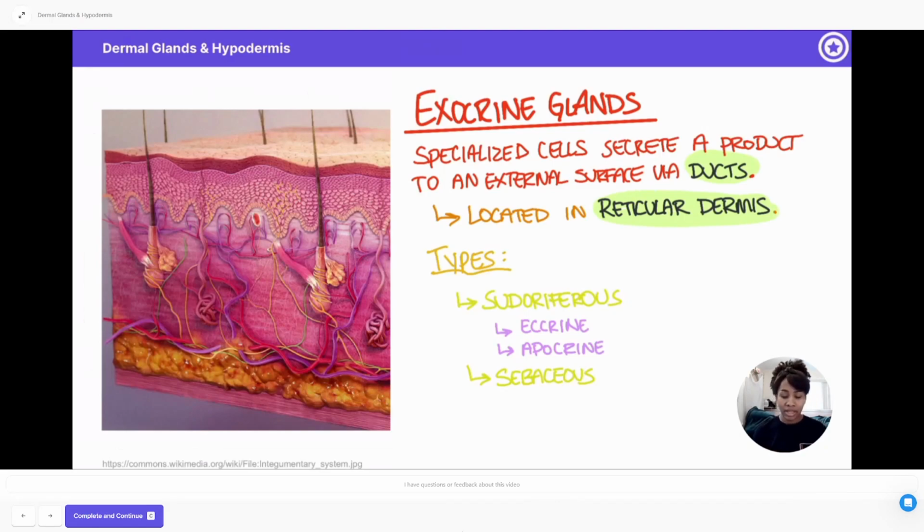And we actually have a few types of exocrine glands that we're going to talk about in this chapter, and that's going to be sudoriferous exocrine glands, which are also known as the sweat glands, as well as sebaceous glands, which are typically the oily glands that we see in our face. So let's go ahead and talk about the sweat glands that we have, as well as their variations.